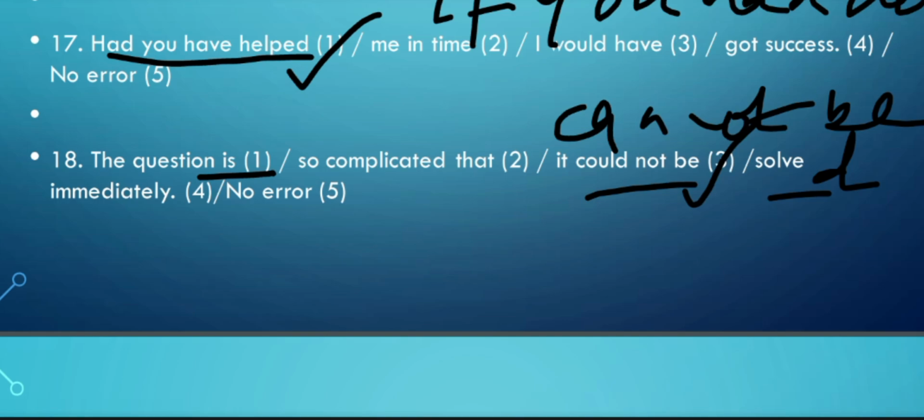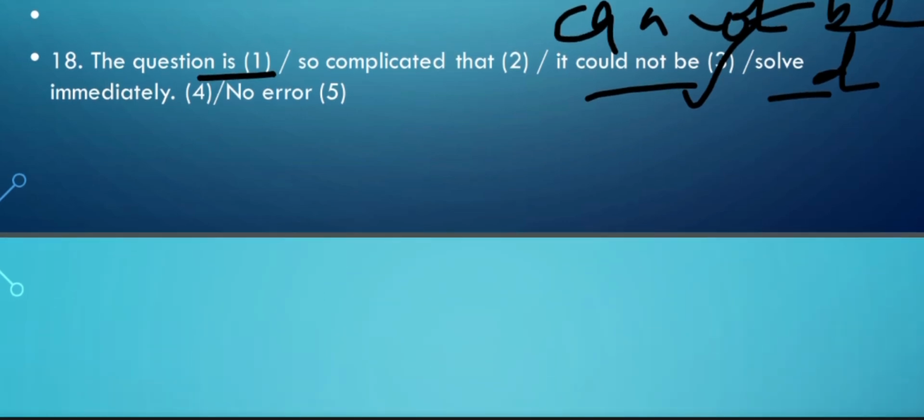If the question is in present tense, we will use can, may and might. Most probably we have to use can and may. Will and shall. Can will change into could, may will change into might, shall will change into should, and will change into would. Let's come to the next question.